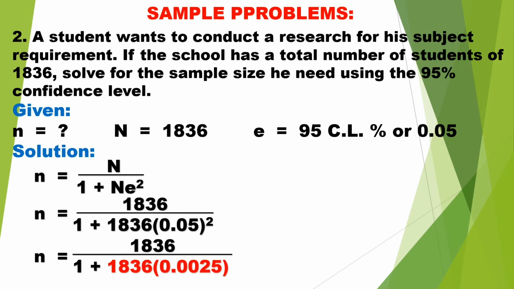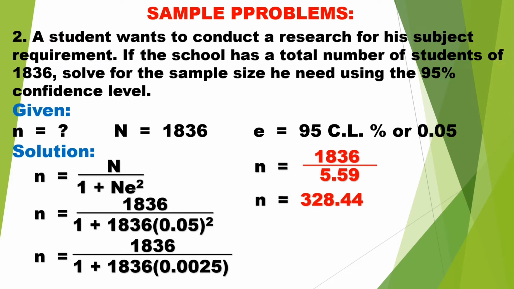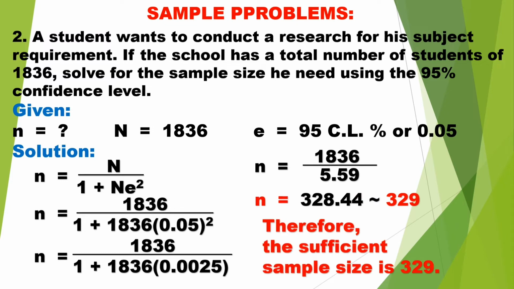Multiply 1,836 and 0.0025. Its product is 4.59. Next, simplify the denominator. 1 plus 4.59 equals 5.59. Simplify further. 1,836 divided by 5.59 equals 328.44, which will be rounded up to 329. Therefore, the suggested or sufficient sample size for this problem is 329.